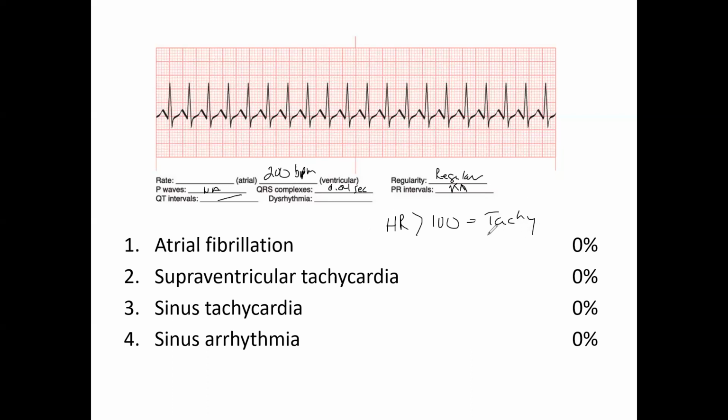Now, if you can look at a P wave in front of every QRS complex, then you know that you would have a sinus tach rhythm. When your heart rate gets up above 170 and you lose the ability to find those P waves, then we're looking at an SVT, or supraventricular tachycardia.